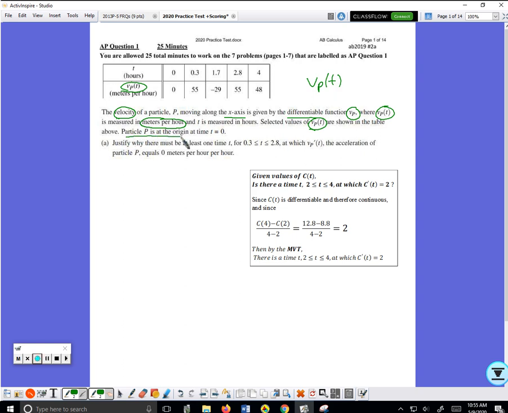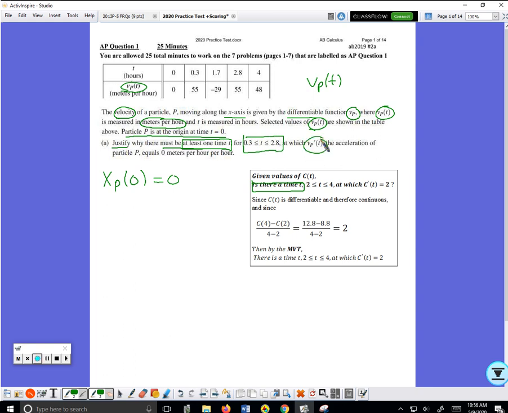Particle P is at the origin at time 0. That means the position of particle P at time 0 is 0. Okay, justify why there must be at least one time. As soon as I read those words, at least one time, I looked over at my golden notes and found this one. Is there a time? That's the same thing as saying there must be at least one time between 0.3 and 2.8 at which v prime, okay, now I've got it.